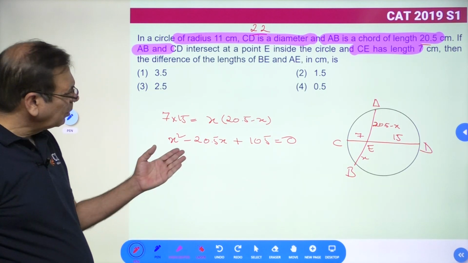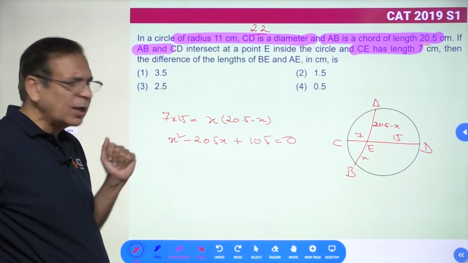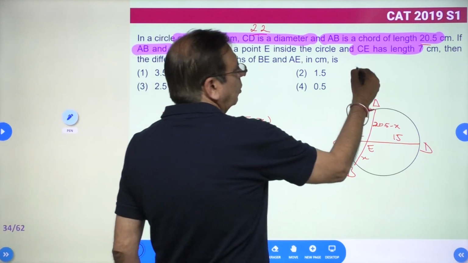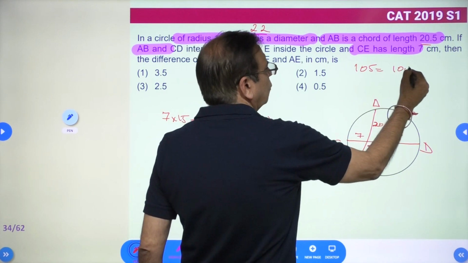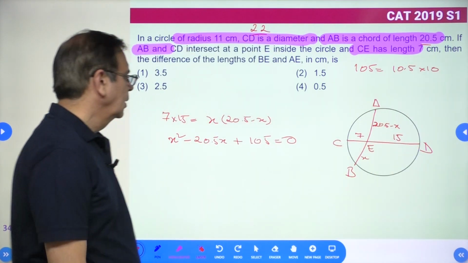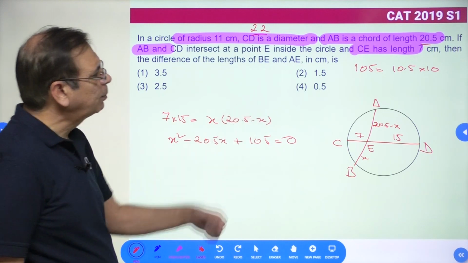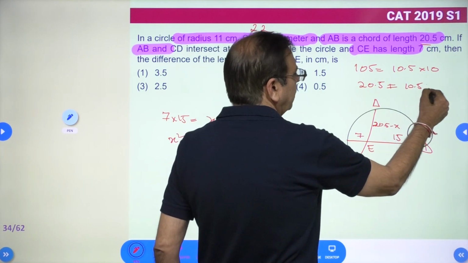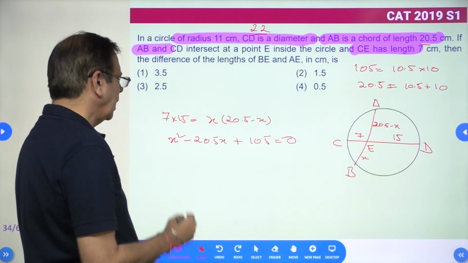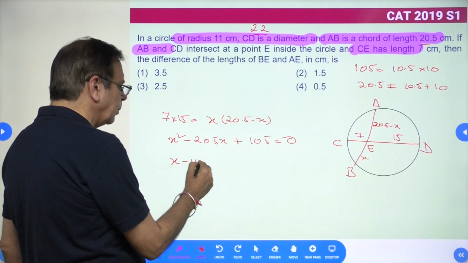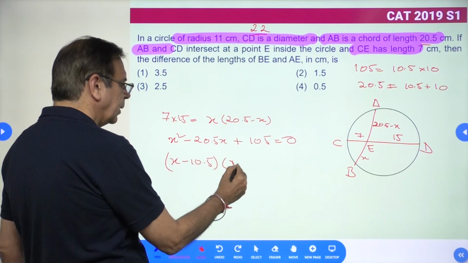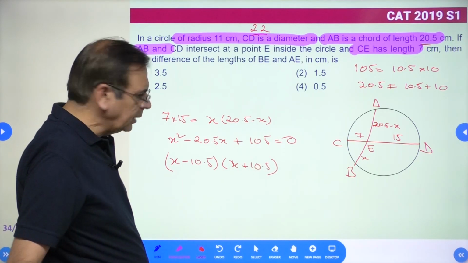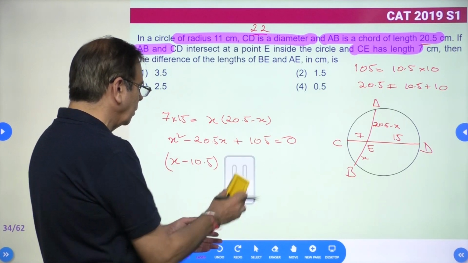Okay. Now it looks like a difficult equation to solve, but please look at this number. 105. Is 105 not equal to 10.5 into 10? Isn't it? And what is 10.5 plus 10? And 20.5 is nothing but 10.5 plus 10. So I can write this as x minus 10.5 into x minus 10.